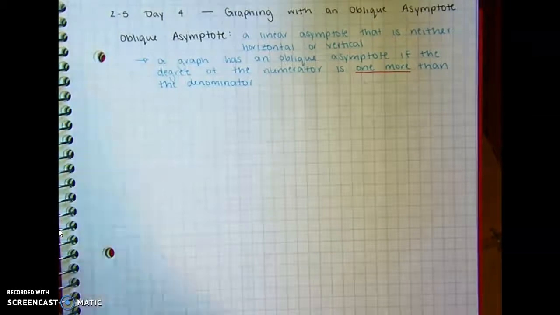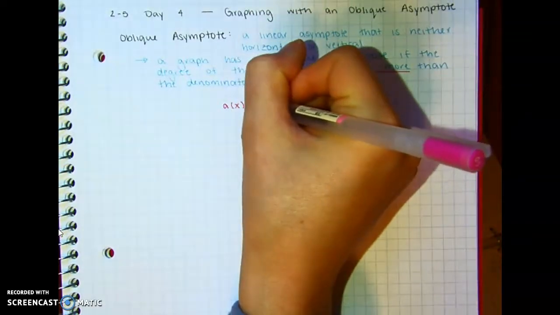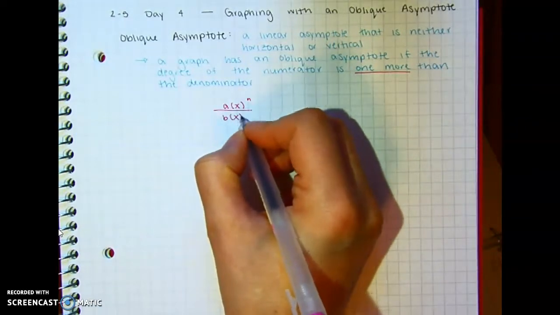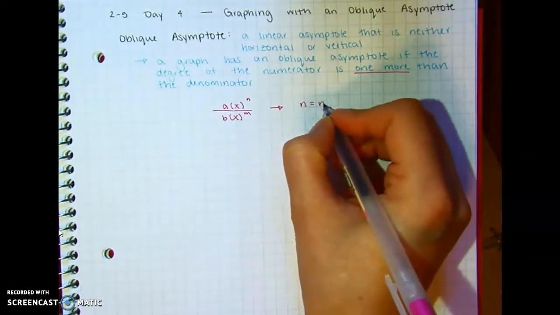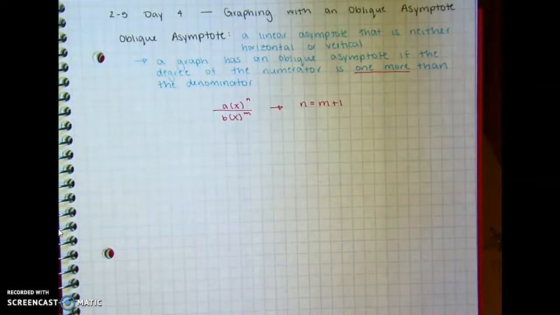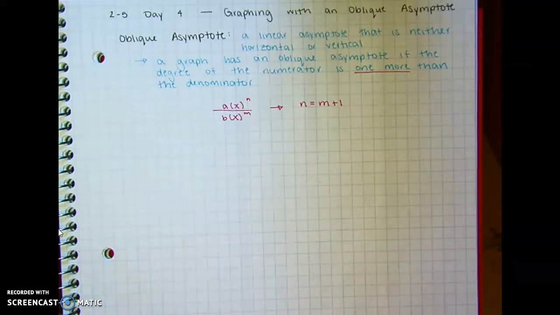So if the polynomial in the numerator is a of x and it's to the nth power, and the degree of the denominator is b of x to the m power, we have an oblique asymptote if n is m plus 1. And I mentioned this actually, well, not with oblique asymptotes, but we talked about this. This is the case for horizontal asymptotes when there isn't one. So if there's no horizontal asymptote, then there's going to be an oblique asymptote if it's specifically 1 higher in the numerator. So then that's it. And we'll talk about how to find the asymptote now.